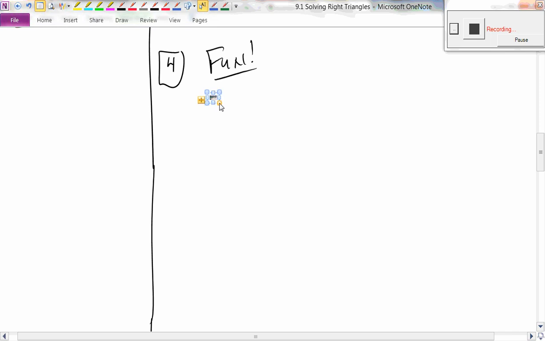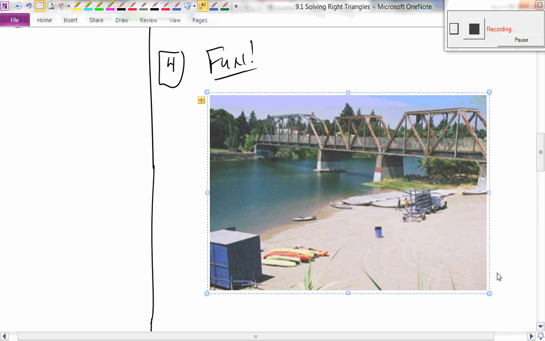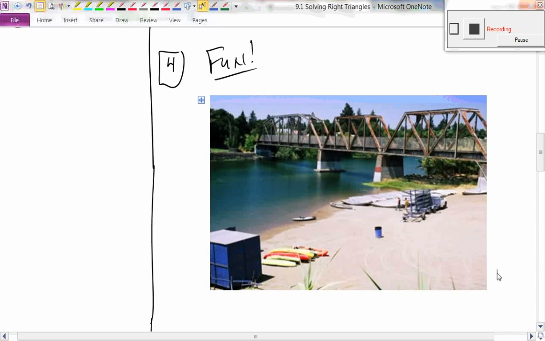This is a picture of a bridge. Our bridge. Your bridge. That's right. Healdsburg Memorial Bridge. Okay. Hey, what's up? Yeah, you guys are hanging out on the Memorial Bridge.